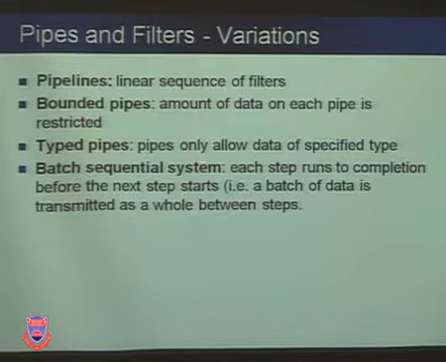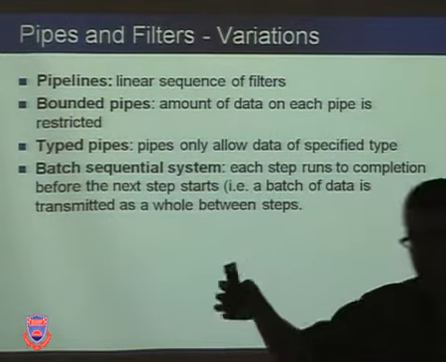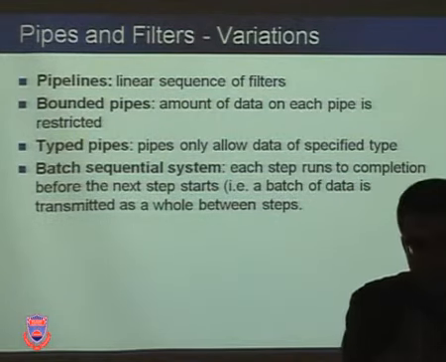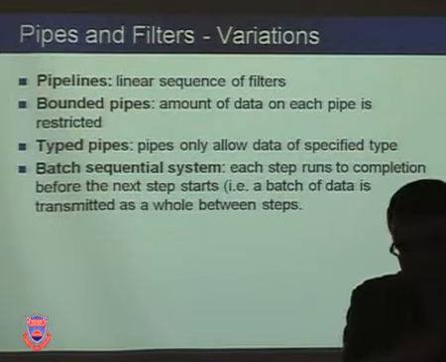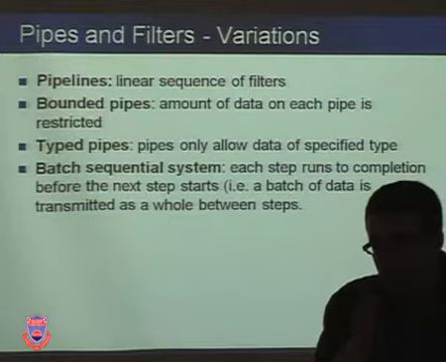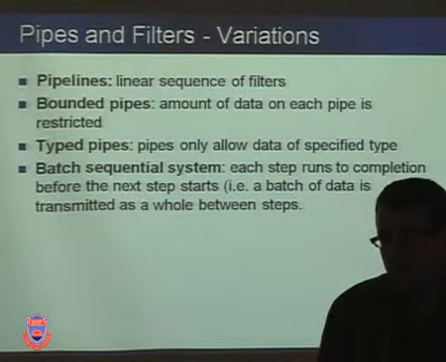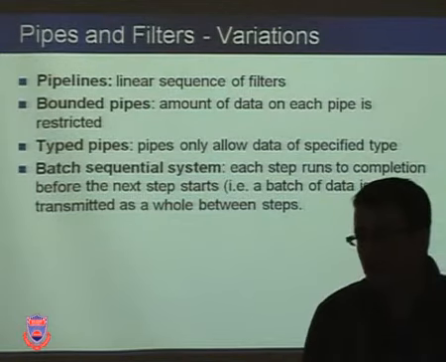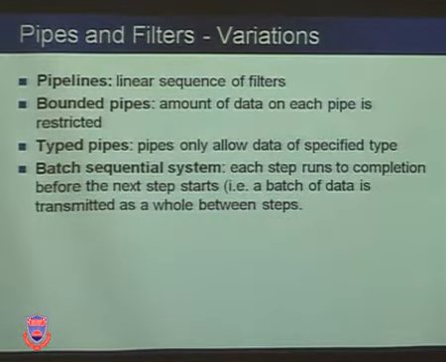Batch sequential system is a specific case where each step runs to completion before the next step starts. So this is the counterpart of the parallel pipes. The next filter can just start if the current filter has processed the data and put it to the output. Okay, the batch sequential. So again, it's one pattern but multiple variations.